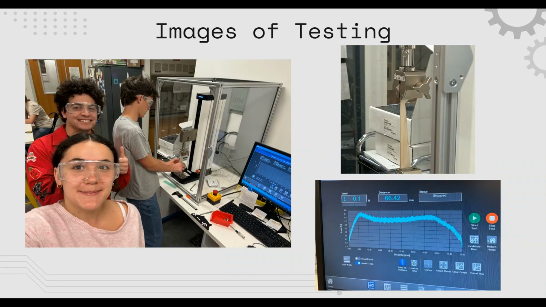And then here's a picture of our group, all three of us, using the Mark 10 at the mill. Here's what our non-biodegradable bag looked like in the grips. And then here was the stress strain curve that showed up on the computer there.